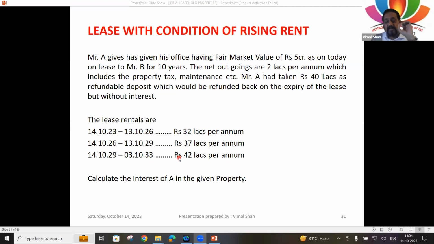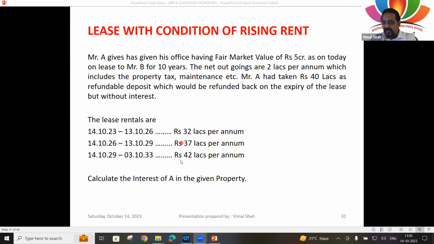Now, how shall we arrive at the interest of Mr. A in the property? Whenever you want to find out the interest of any person in the property, what we see is what benefit that person is getting from his interest in the property, right? So here, what benefit can Mr. A get? Mr. A को यहाँ पे क्या-क्या benefit मिलेगा?